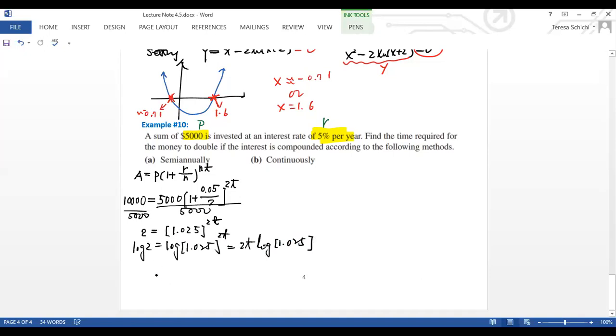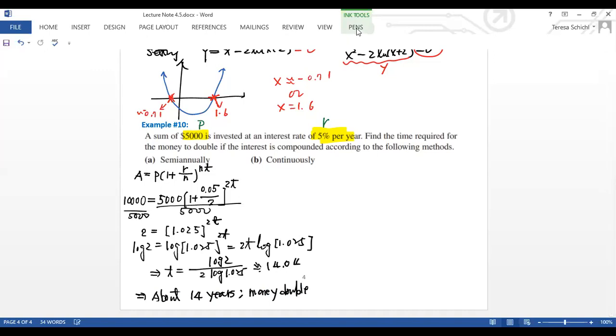So how many years here? I can get t is equal to log 2 over 2 log 1.025, right? Then plug into your calculator and you will get t is about 14.04. That means about 14 years. So about 14 years, and then your money doubles, if they compound semi-annually, right? Okay, so make sure you remember the formulas, right?